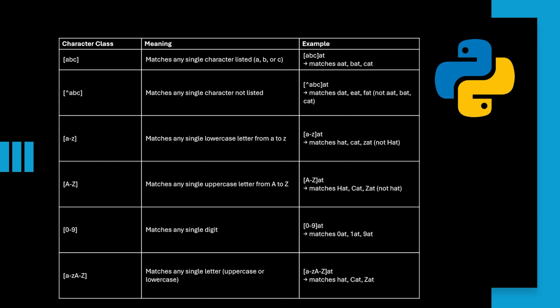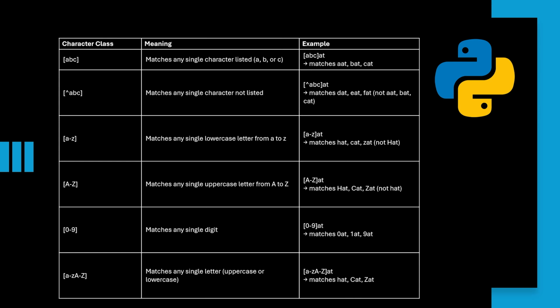Another special character is the hyphen, which helps you to get something in between. For example, if you type lowercase a hyphen lowercase z, it will match any single lowercase letter from a to z. If you make it uppercase, it matches uppercase ones. If you make it a digit range, it matches from 0 to 9. And if you type them together, like the last one here, lowercase a to z followed by uppercase A to Z, it matches any single letter, uppercase or lowercase, like h, a, t, c with uppercase C, and z with uppercase Z.